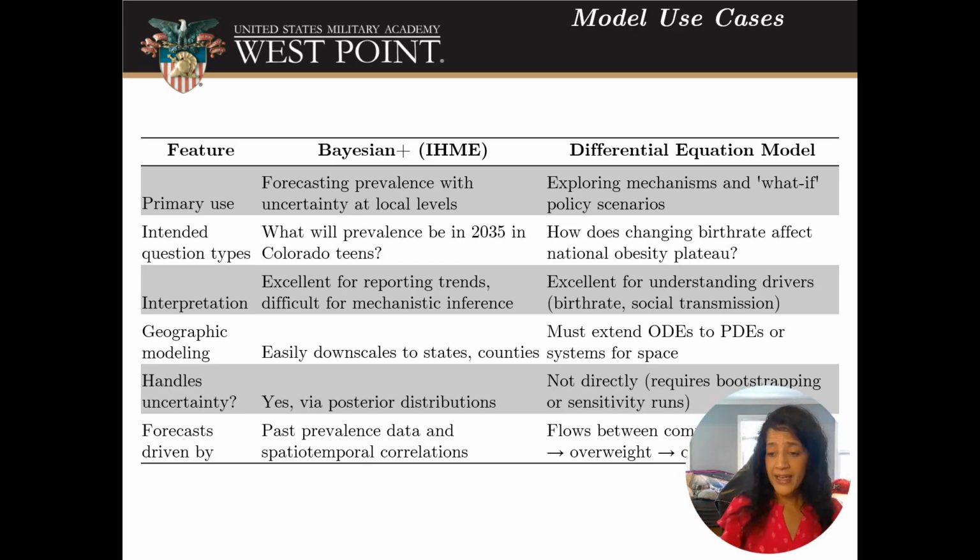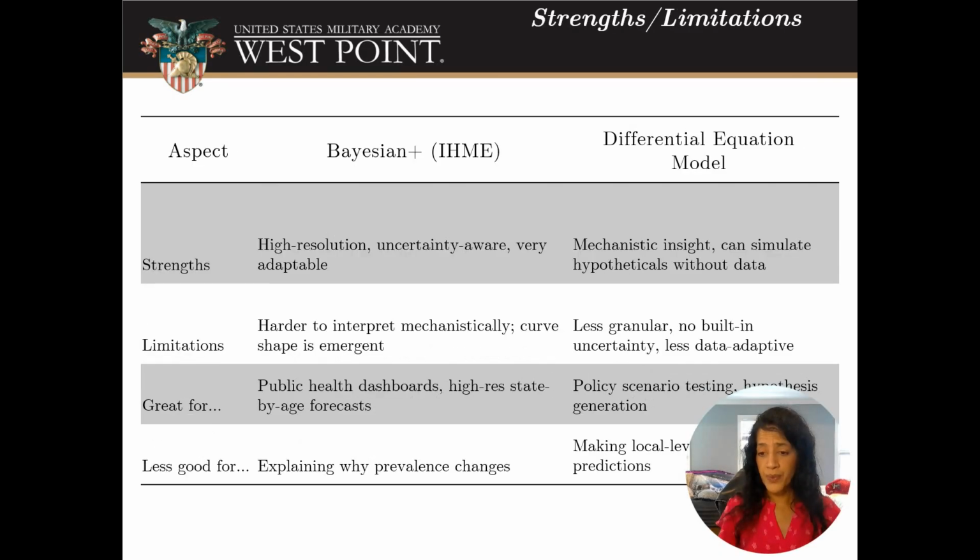So, with that, I am actually going to close. That was a lot of information. I will close with this last slide of strengths and limitations. Each model has different use cases, and you have strengths and limitations with each one of them. The strengths of the Bayesian model are high resolution, uncertainty awareness, and being very adaptable. The differential equation model has mechanistic insight and can simulate hypotheticals without data. So I can tell you what different curve shapes there are just by simulating scenarios.